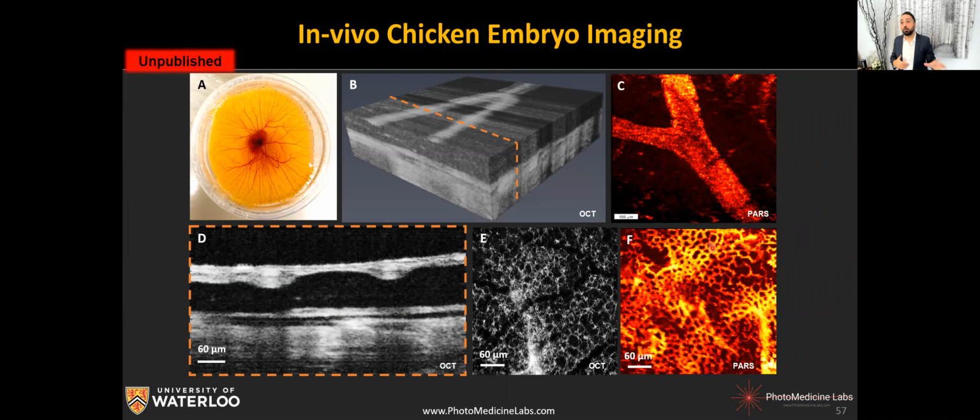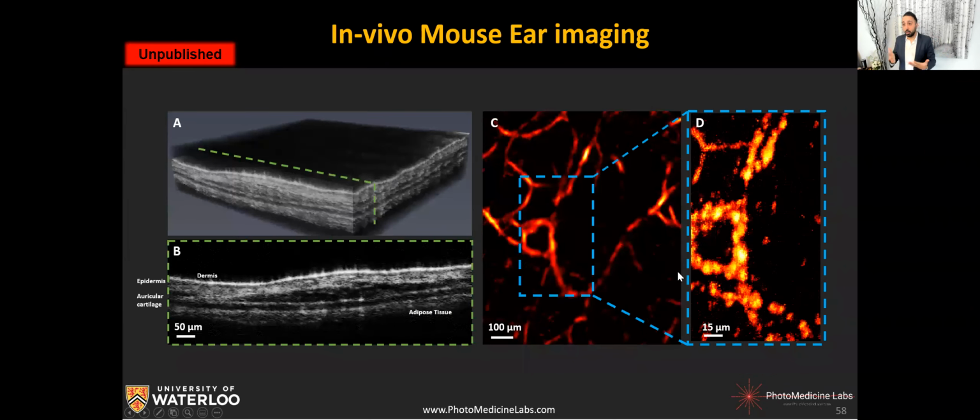So why do we combine PARS and OCT and image chicken embryos? Because OCT is the gold standard in ophthalmology. If I wanted to move to ophthalmology, we needed to work with OCT to understand our technology better.